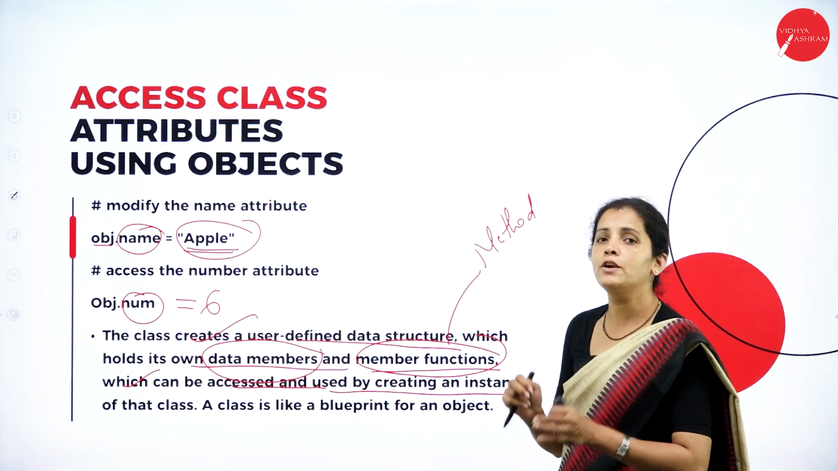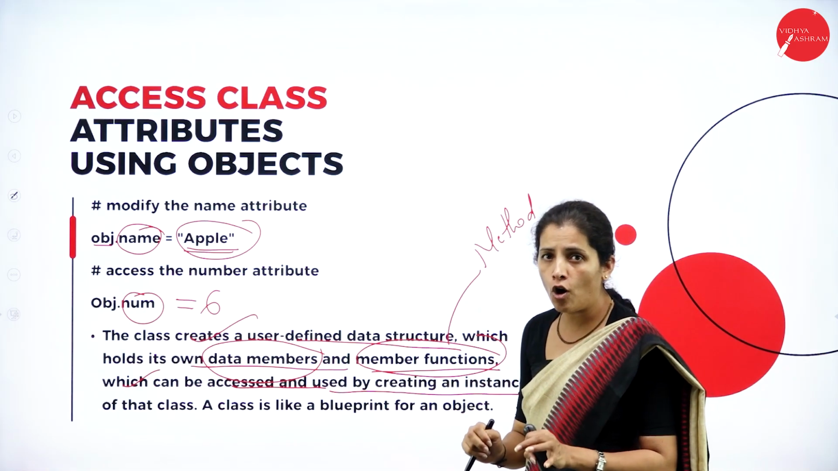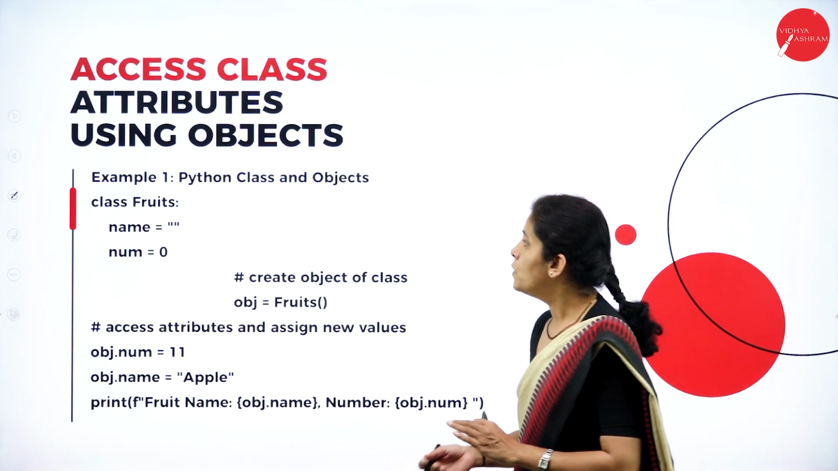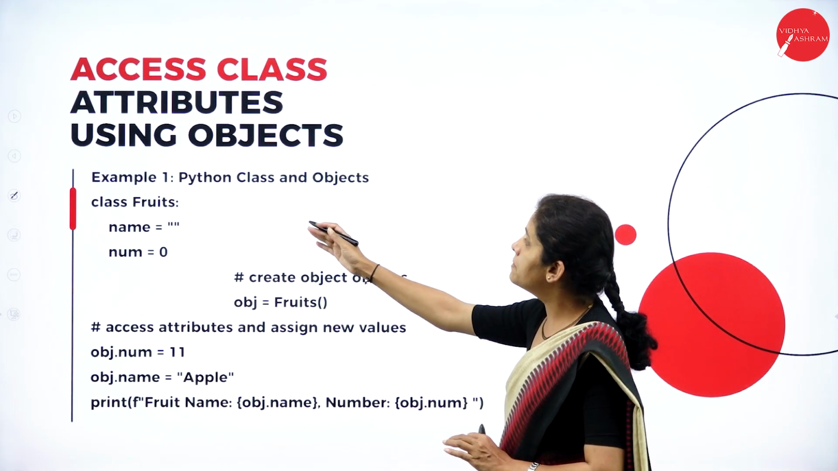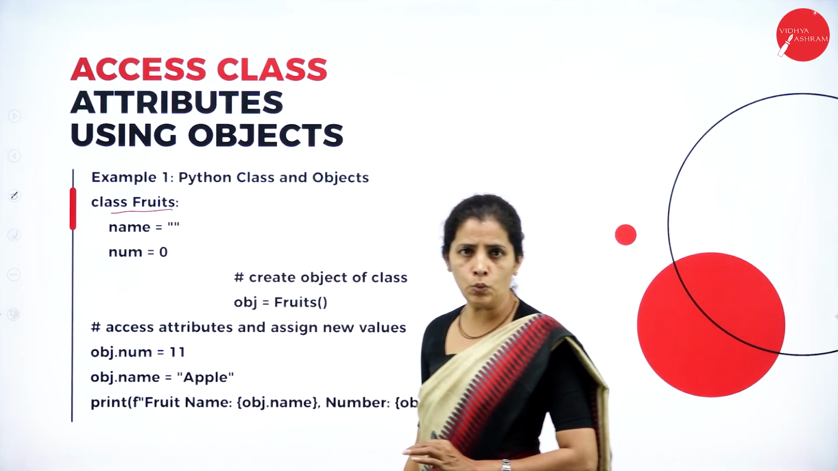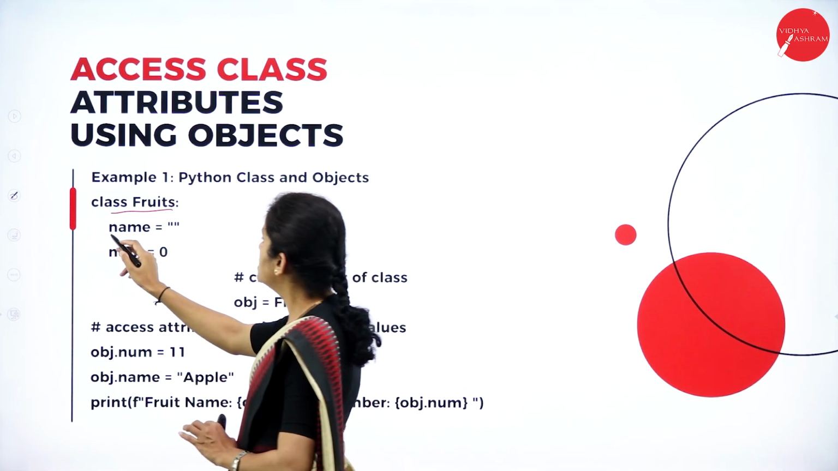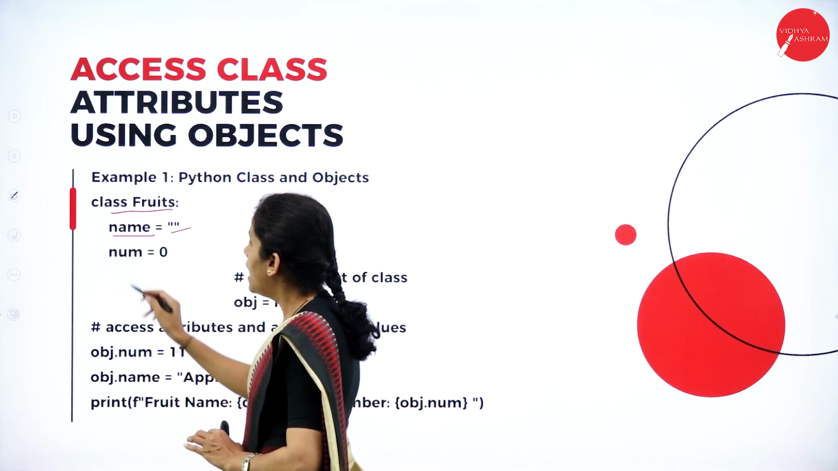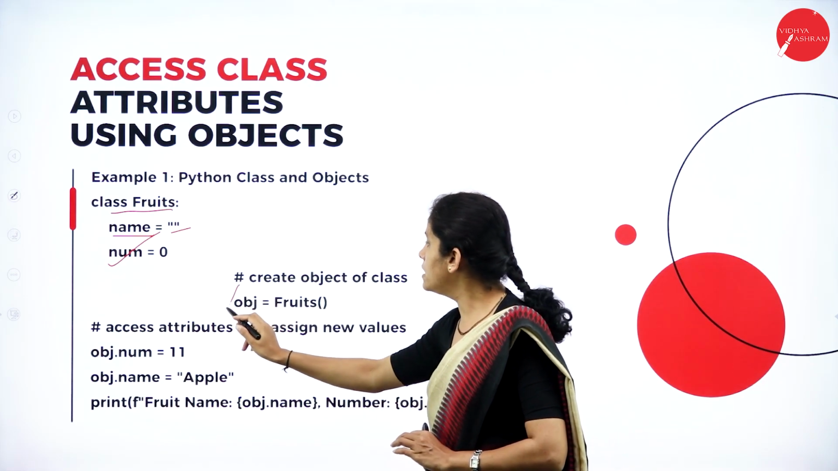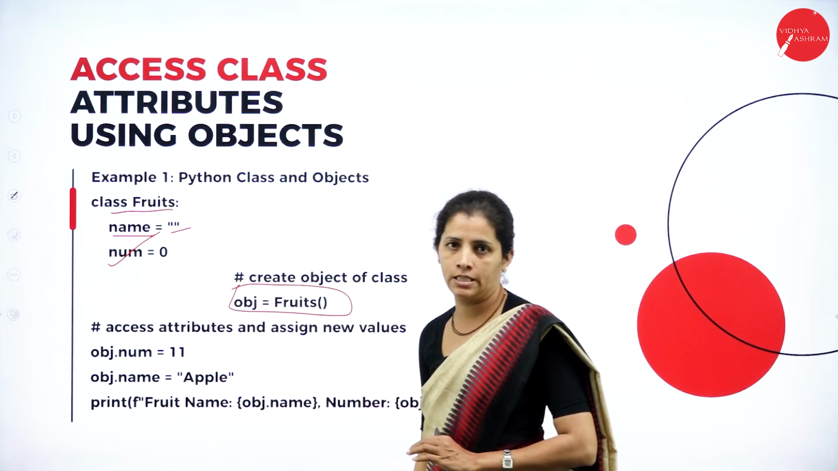I want to create the object. With the help of the object, I'm going to access name and number. Okay, fine. See, this is the simple example. I created the class called fruits, with name and number. Now here I created the object.